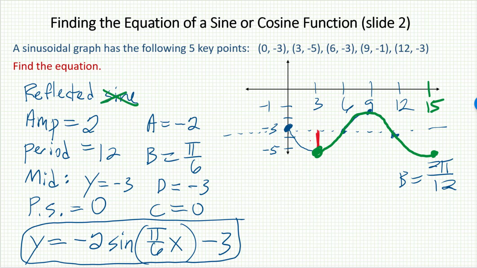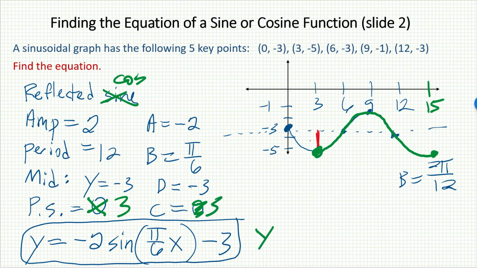That would be reflected cosine. The amplitude is still 2. The a is still negative 2 because it's reflected. Period hasn't changed. Midline hasn't changed. The phase shift, though, if I want to use reflected cosine, this is a reflected cosine that has been shifted 3 to the right. So the c value would be 3.